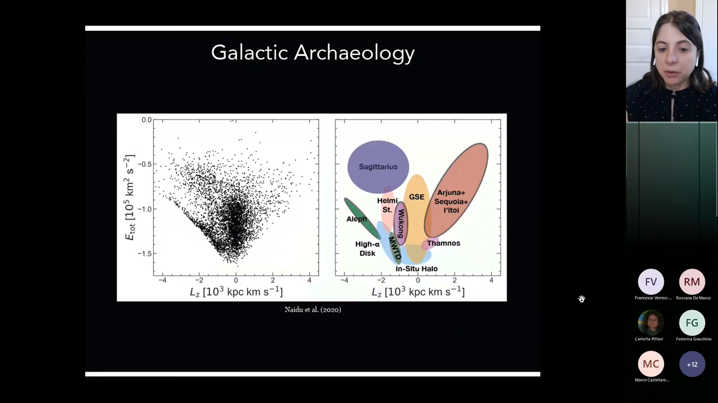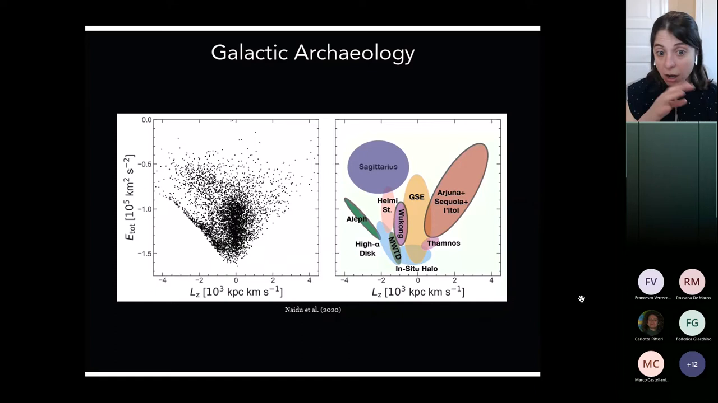This is another way of looking at the same picture. So the way people identify that these mergers occurred is by looking for patterns in the kinematics, or the energy and angular momentum distribution of the stars. So this is work from the H3 survey. And on the left panel, you see total energy as a function of angular momentum in the Z direction. Each dot represents a star in this space.